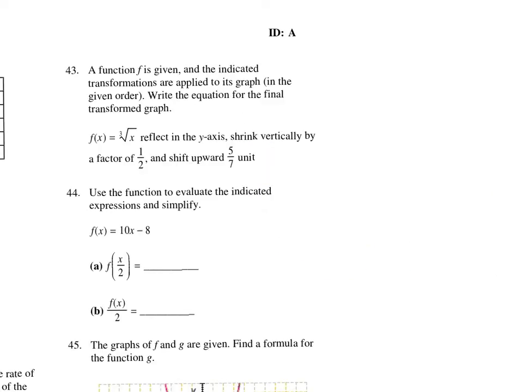All right, next up we need to apply some transformations here. So we need to reflect this across the y-axis. That's going to be a negative inside. The x-axis is outside. Shrink vertically, that is going to be multiplying outside.